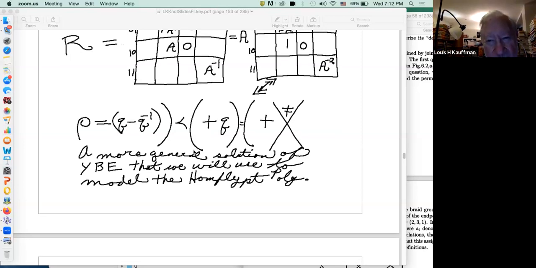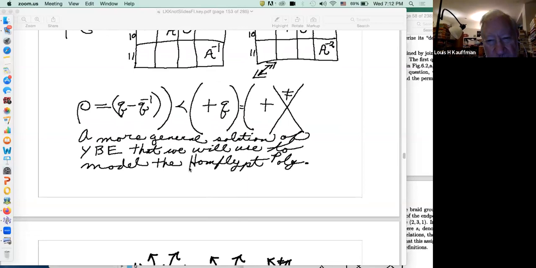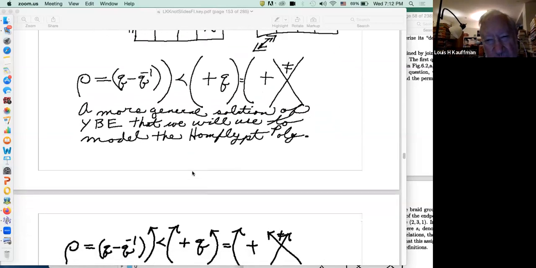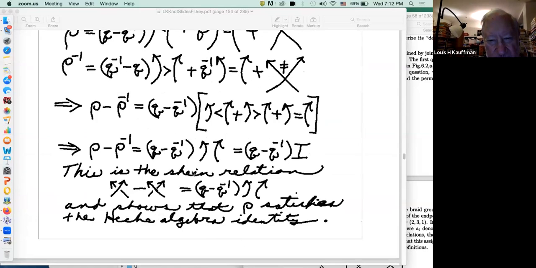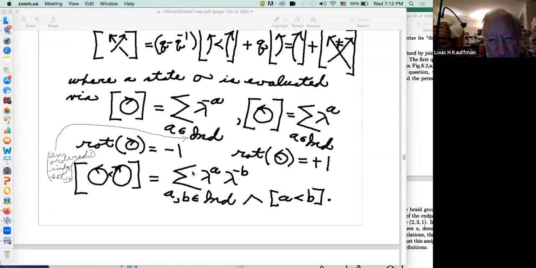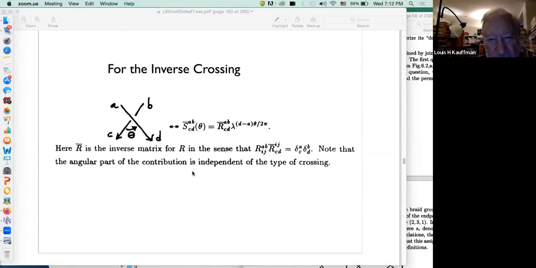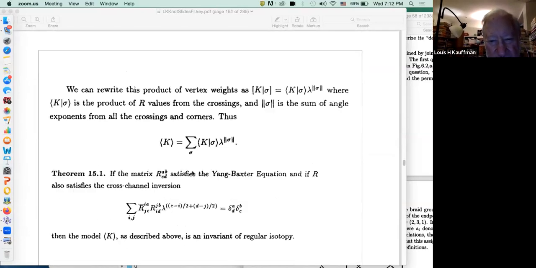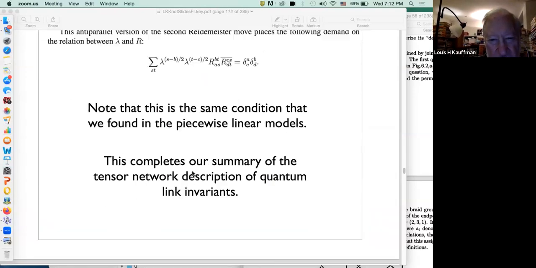So we get enough solutions to the Yang-Baxter equation sort of out of the topology and some intelligence to allow us to model the skein polynomials that we had already discovered. And you can play around with these, and I'm not going to. So that's the idea of quantum link invariance. There's lots of interesting texture to it. I just wanted to show you one picture.